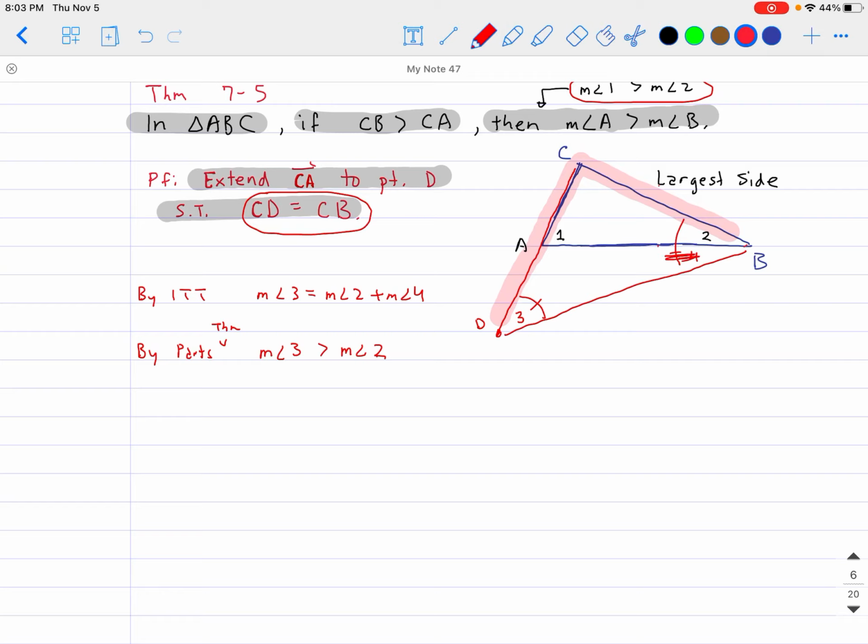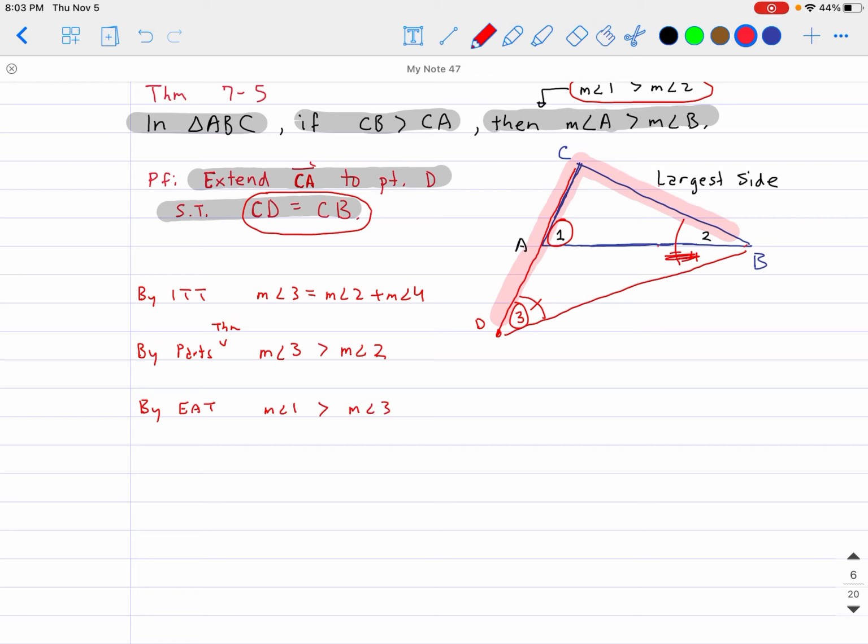Now let's see if we can relate the measurement of angle 1 and the measurement of angle 3. You'll notice, hopefully, that the measurement of angle 1 is an exterior angle when it comes to triangle DAB. So we can say then by the exterior angle theorem, the measurement of angle 1 is greater than the measurement of angle 3.